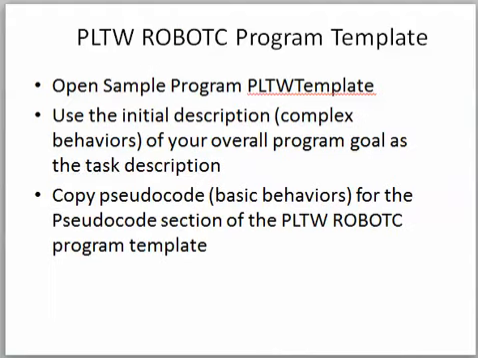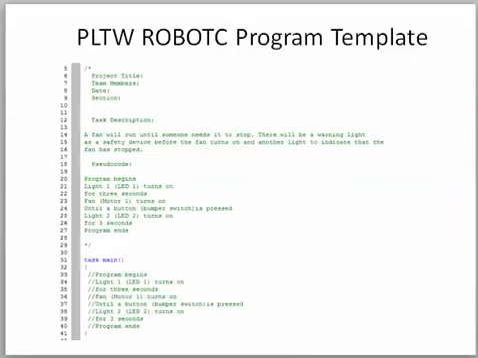Okay, now we're going to get into the meat and potatoes of starting to do some simple programming. Open the sample. The first thing you're going to do is switch to complex behaviors as your overall task description. Right at the top is what we're talking about. It says task description. Run until someone needs it to stop. There will be a warning light before the fan turns on, and another light to indicate that it stopped.